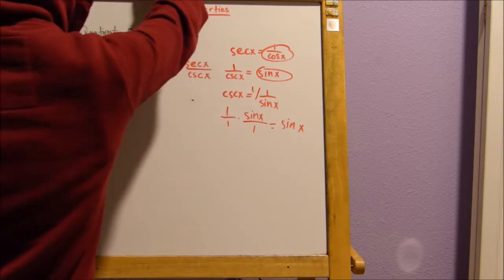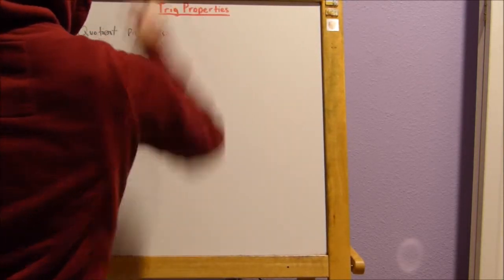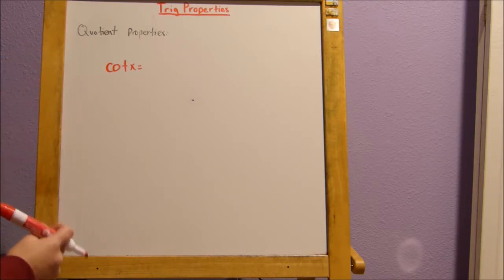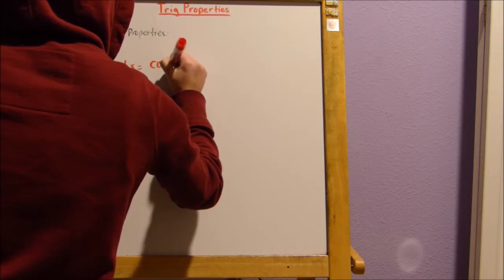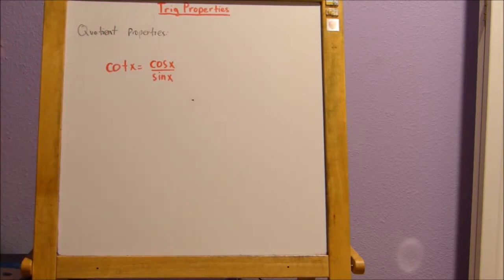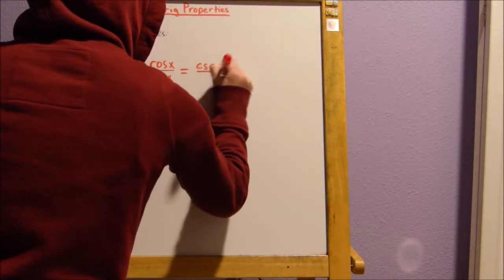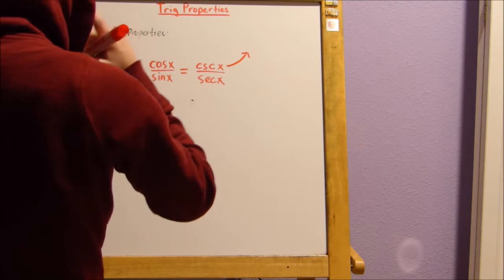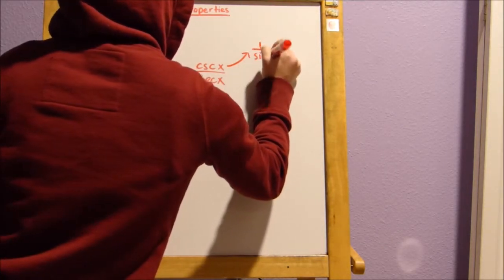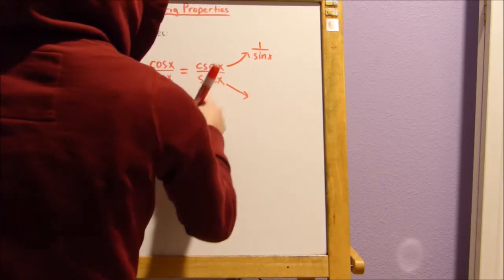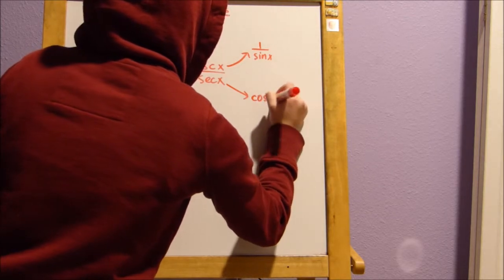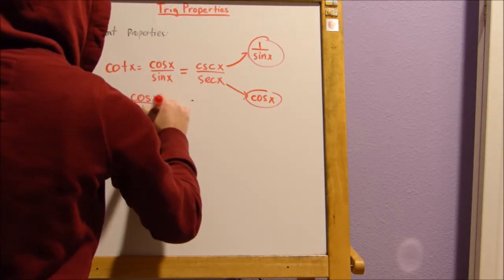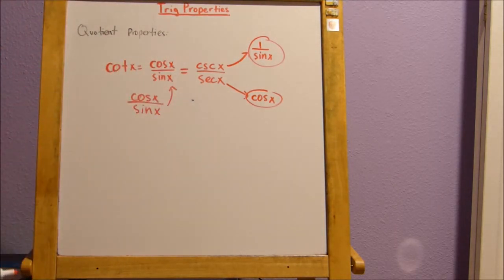Now, the same can be said for cotangent of x. If cotangent of x equals 1 over tangent of x, then that means it should equal cosine of x over sine of x, right? But we can also rewrite this one as cosecant of x over secant of x. Now, let's break this one up again. Cosecant of x is the same thing as 1 over sine of x. 1 over secant of x should equal cosine x. You take these two parts, put them together, you get cosine of x over sine of x, which is what the original said that cotangent of x equaled.